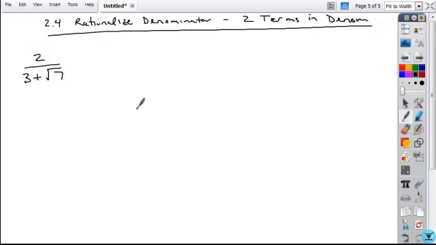Okay, so the idea is if you have two terms and either one or both of the terms contain a radical, what you're going to need to do is follow these three steps here to make sure that the radicals are completely removed from the denominator. That's one of the conditions for a fraction or a radical to be in simplest form: there can be no radical in the denominator and no fraction within a radical.